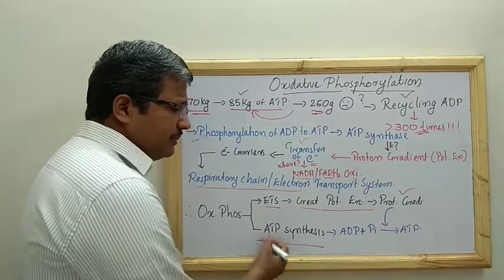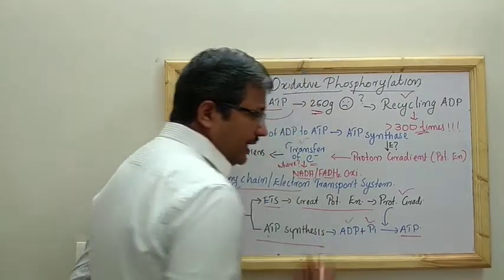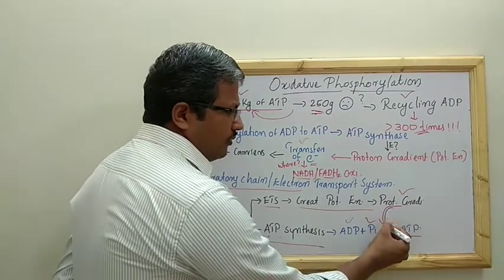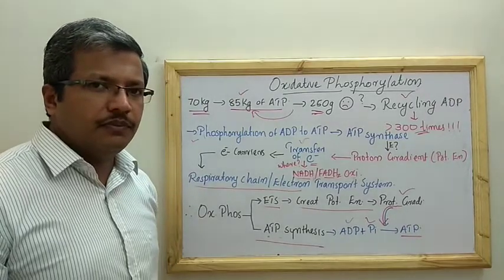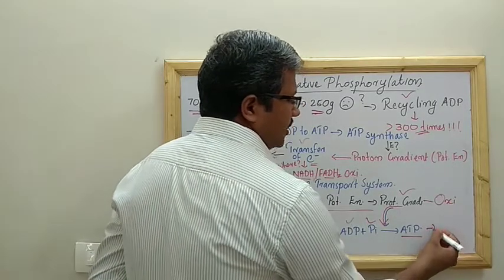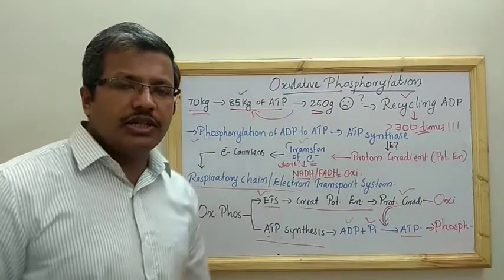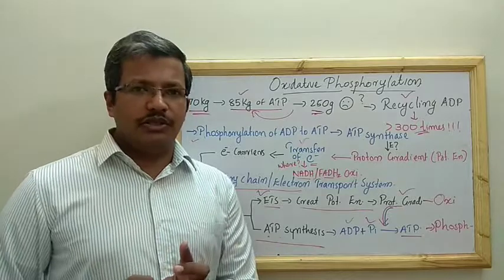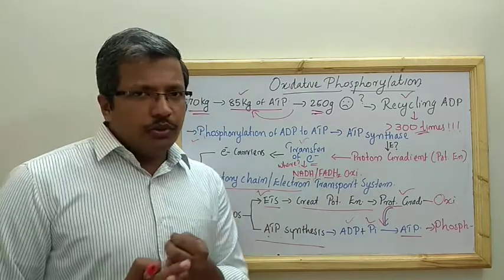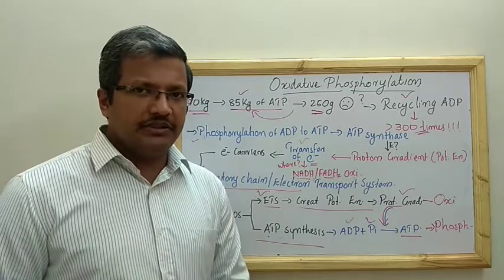So what is ATP synthesis? ATP synthesis is the combination of ADP and Pi that will be converted to ATP by the enzyme ATP synthase, utilizing the energy in the form of proton gradient. So this part is known as the oxidation part, and this part is known as the phosphorylation part. So oxidative phosphorylation has two parts: oxidation, phosphorylation. Oxidation is electron transport system or electron transport chain, and the phosphorylation is combining ADP and Pi to form the ATP by the enzyme ATP synthase.